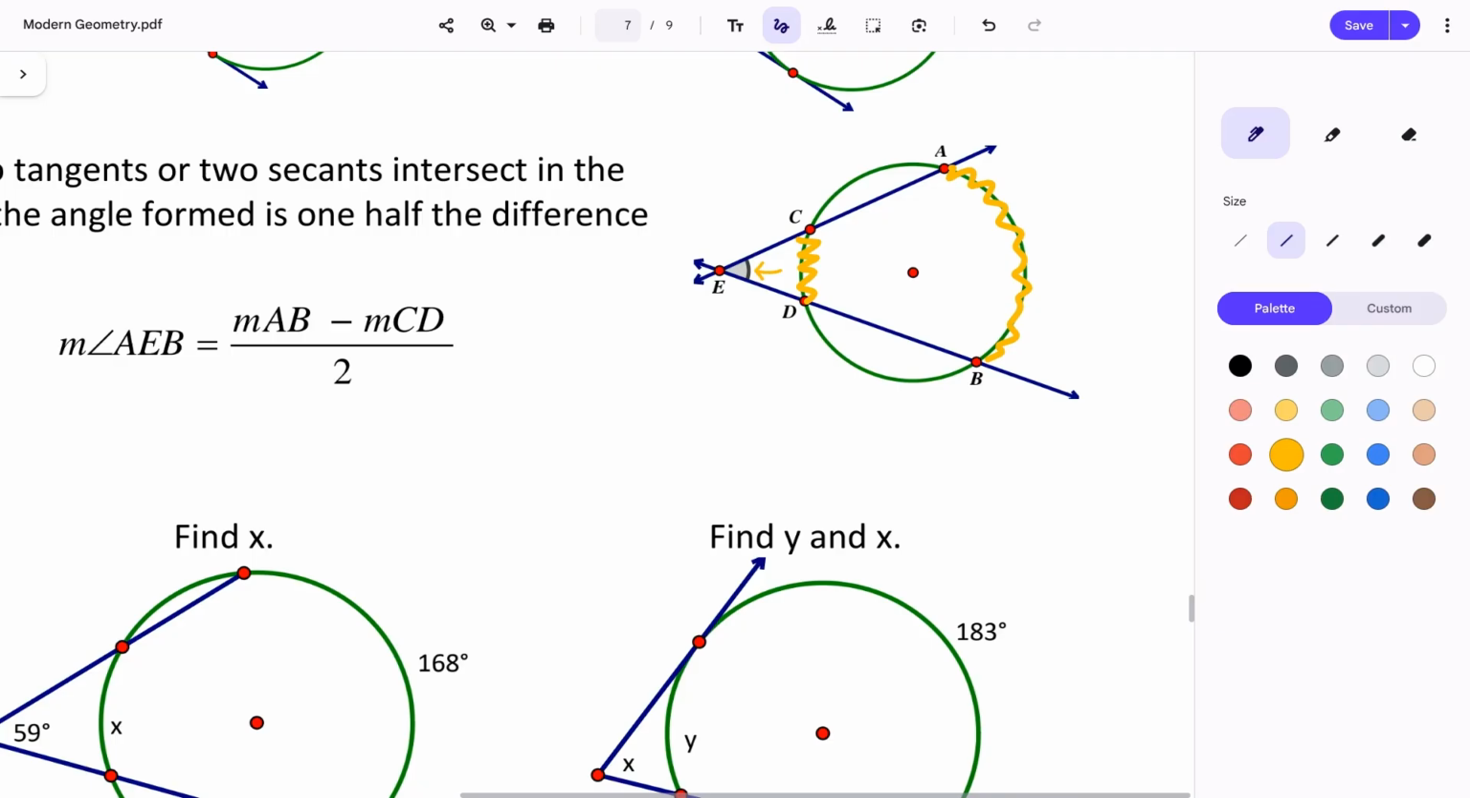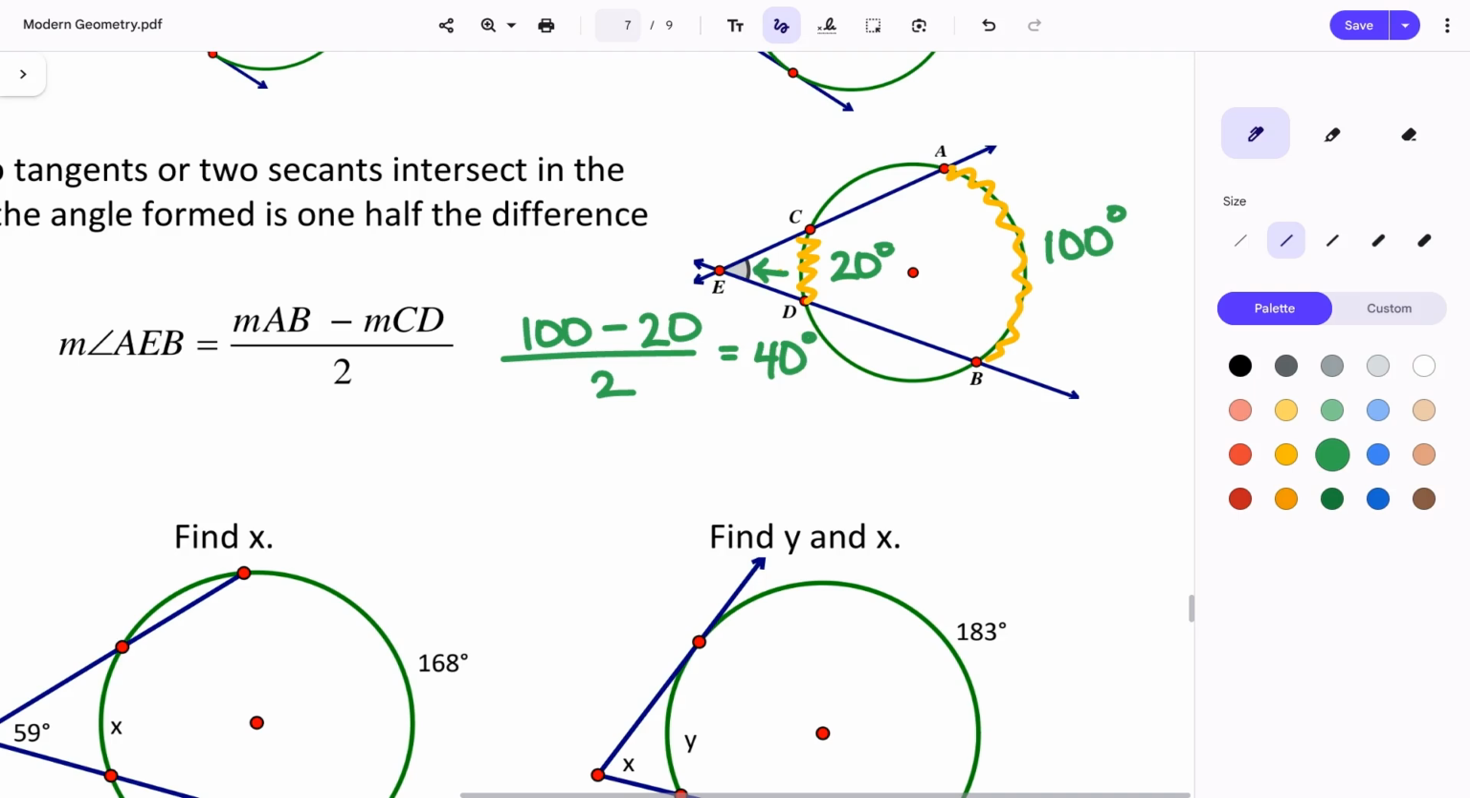So for example, if this arc here was 100 degrees, and this one here is 20 degrees, what this would look like to find this angle here is we would take 100 minus 20, and we would divide by 2. Okay, and that would come out to be 40. So that angle in there by E would be 40 degrees.